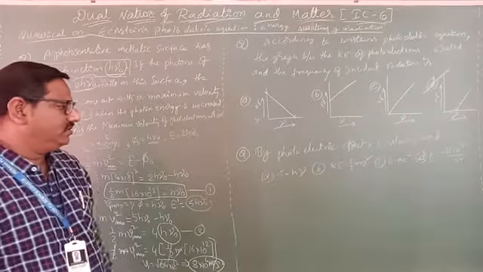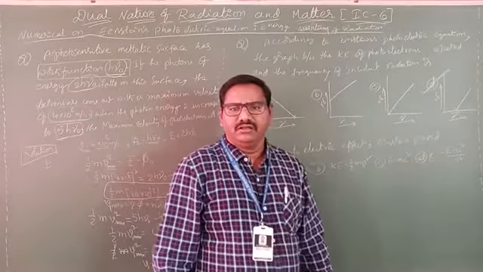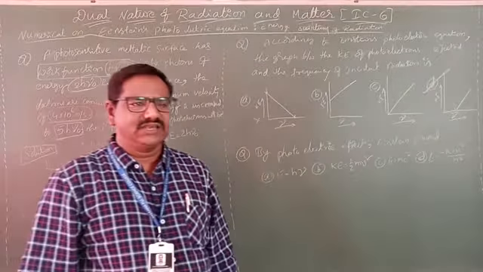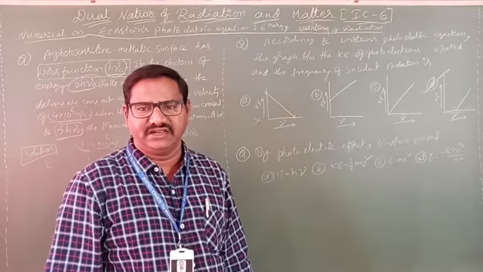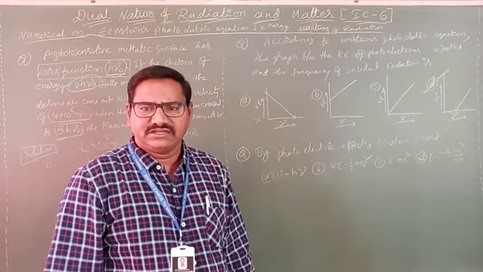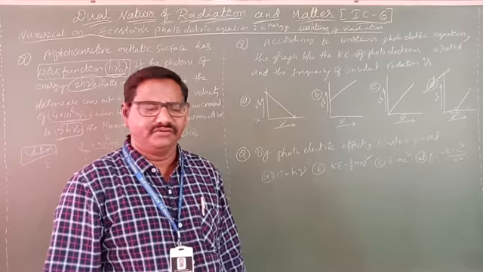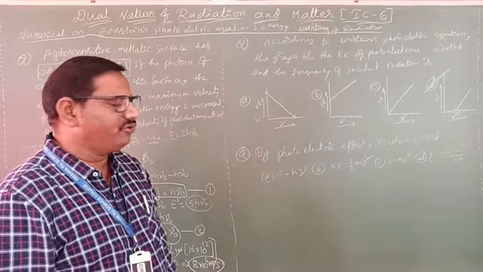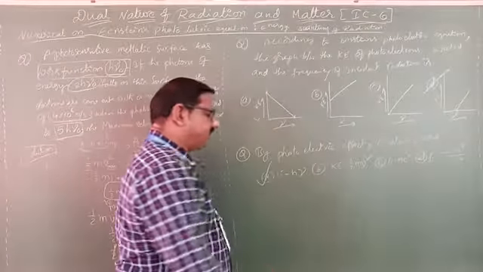And the third one: by the photoelectric effect, what did Einstein prove? He discussed that light is in the form of small particles. Those particles contain packets of energy, also called photons. Each photon contains energy E equal to h nu. So the first option is the right one.